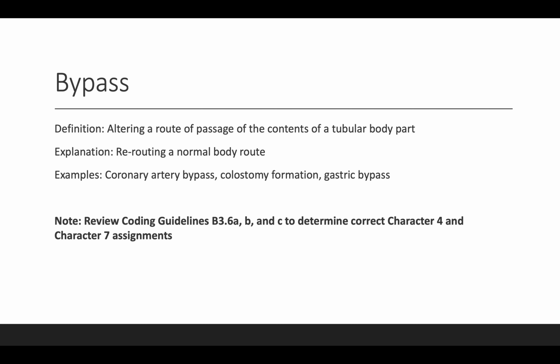Bypass. Definition: altering a route of passage of the contents of a tubular body part. Explanation: rerouting a normal body route. This is common in body systems that have different tubes. For example, the vascular system, the gastrointestinal system, the urinary system, all of these contain tubes. So it's a bypass of the normal route. Examples are coronary artery bypass, colostomy formation, and gastric bypass.